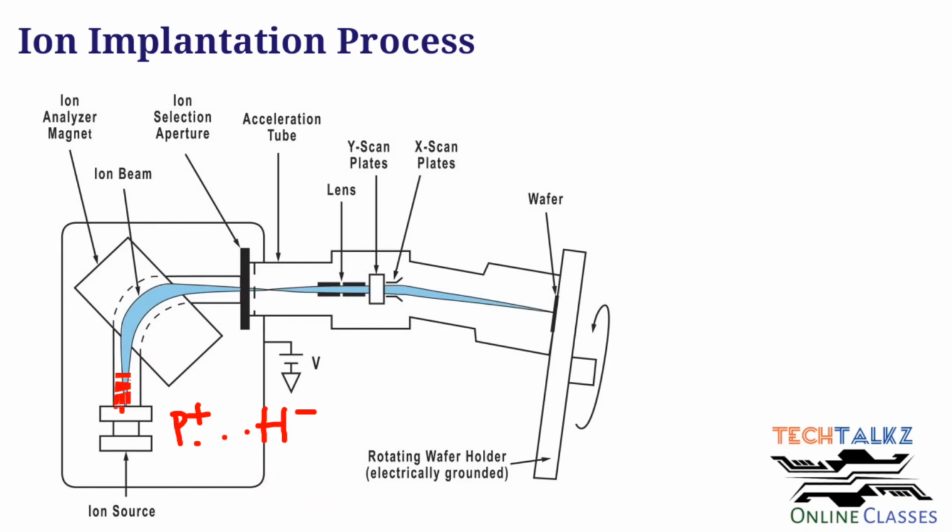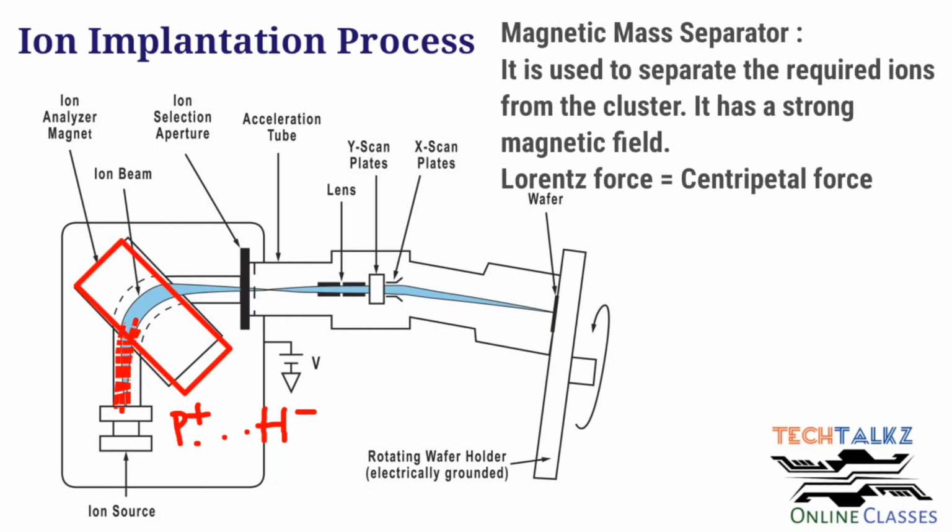The whole ions are accelerated to the magnetic mass separator. This will act as a filter. There is a strong magnetic field. When the charged ion's velocity is perpendicular to the applied magnetic field direction, then the Lorentz force will act as a centripetal force that leads to the circular motion of these charged particles.